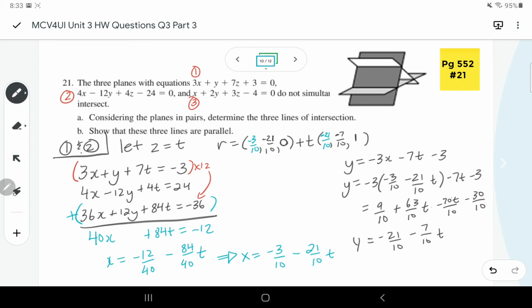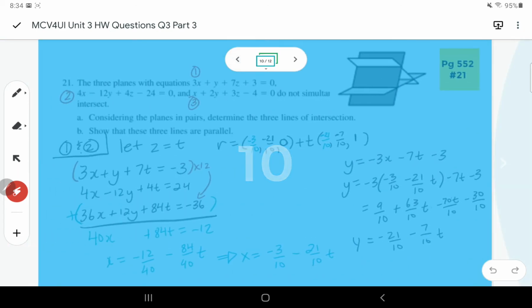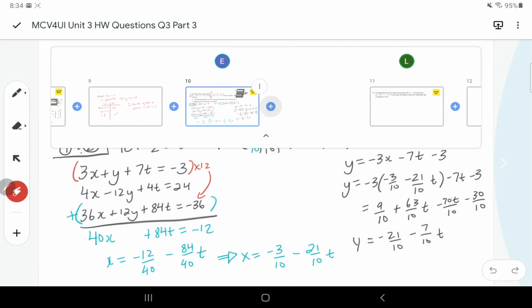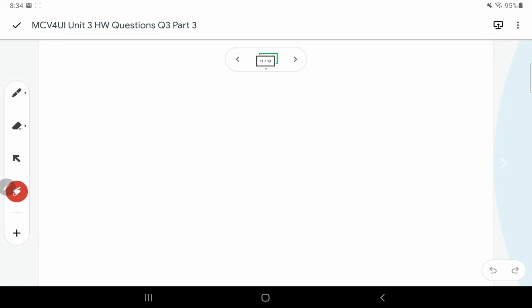So what we're trying to prove is that we're going to have the same direction vector or a scalar multiple of that direction vector for each of the 3 pairs of lines. So I'm going to need to make another slide. I'm going to do this whole process again to find the intersection of, let's say, line 1 and line 3.